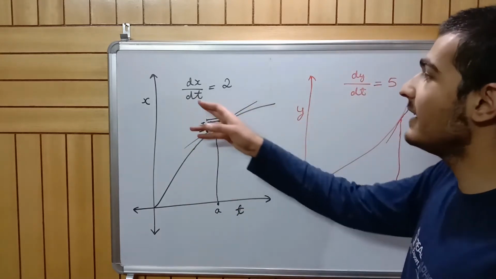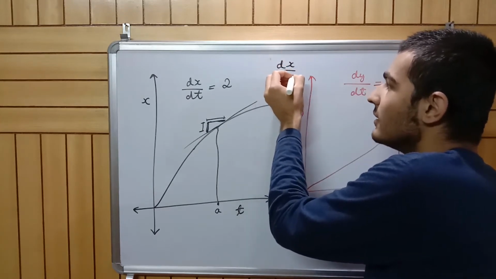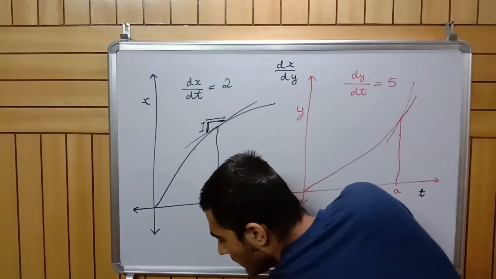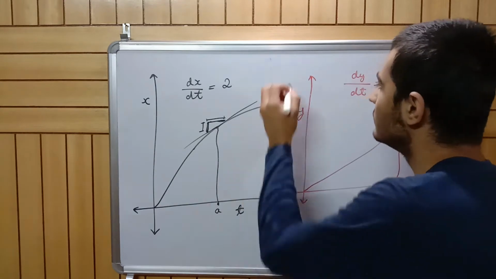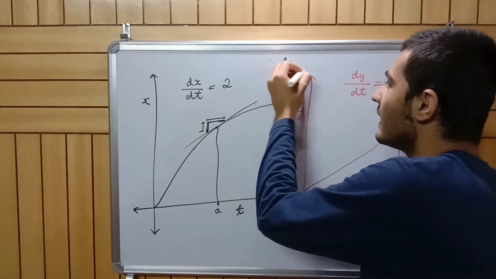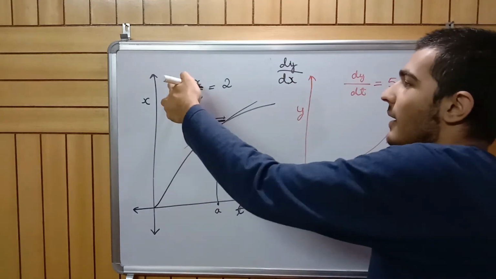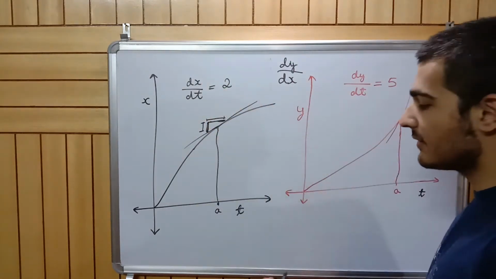So how do I find it? What I have to find here is the rate of change of x with respect to y, so dx by dy. Or let me flip this. If I have to find the rate of change of y with respect to x, I'll just flip the thing, dy by dx. Now how do I find that? I simply divide this fraction by this fraction. If I divide this fraction, what do I get?